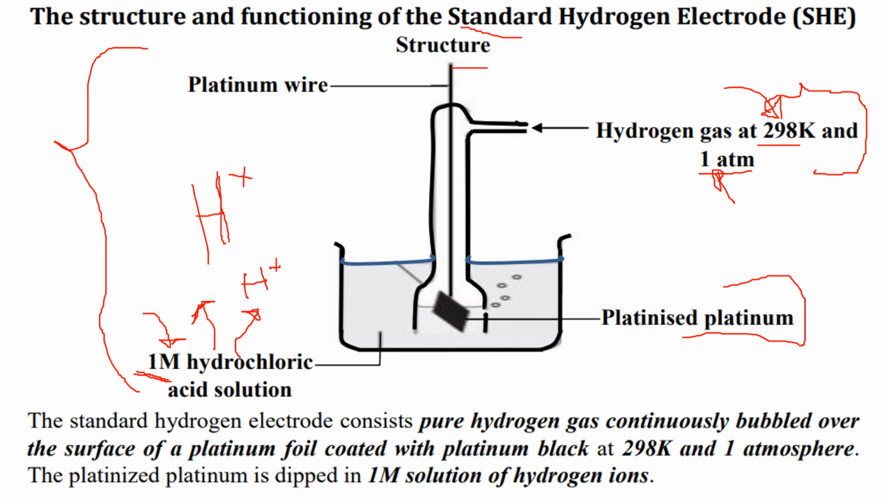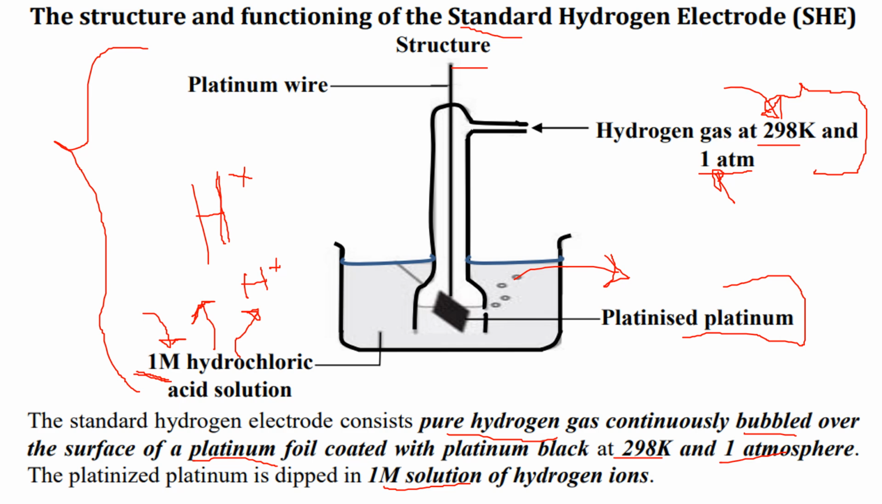Now looking at the procedure of making this up, we are going to say that the standard hydrogen electrode is going to consist of pure hydrogen gas that is continuously bubbled over our surface of platinized platinum. And this is going to be done at standard conditions of 298 Kelvin together with 1 atmosphere. Then the platinized platinum that has been dipped into a 1 molar solution of hydrogen ions is going to evolve bubbles of hydrogen gas. And that's how you can describe the structure and functioning of your standard hydrogen electrode.